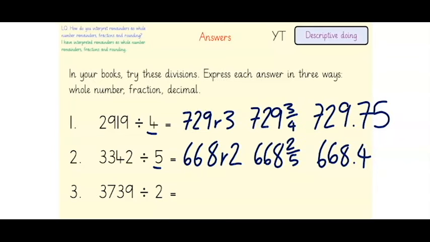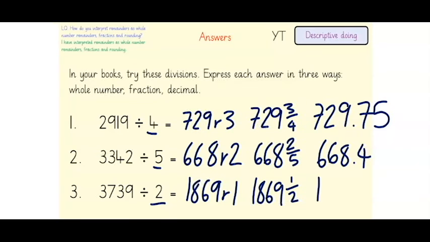3,739 divided by 2 gives us an answer of 1,869, remainder 1. Giving my remainder as a fraction, the remainder is 1, so my numerator will be 1, and I'm dividing by 2, so my denominator will be 2: 1,869 and a half. Converting that to a decimal, we know that a half is 0.5, so we write our answer like that.